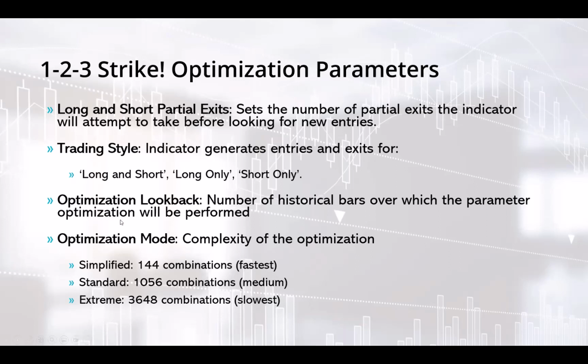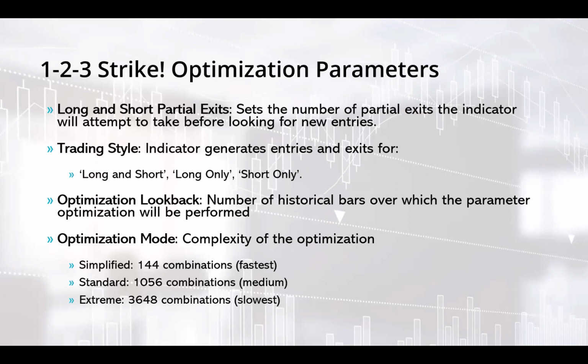And the second parameter for adjusting how the optimization is performed is called the optimization mode, which basically lets you choose the complexity of your optimization. By default, the simplified mode is chosen for all 3 indicators, which basically means that only roughly 150 combinations are tested. For 1, 2, 3 strikes, 144 combinations are tested. It's the optimization mode which runs the fastest. And if you switch a lot between different charts, this is the optimization mode which I would recommend, because then the loading time of the chart is the fastest.